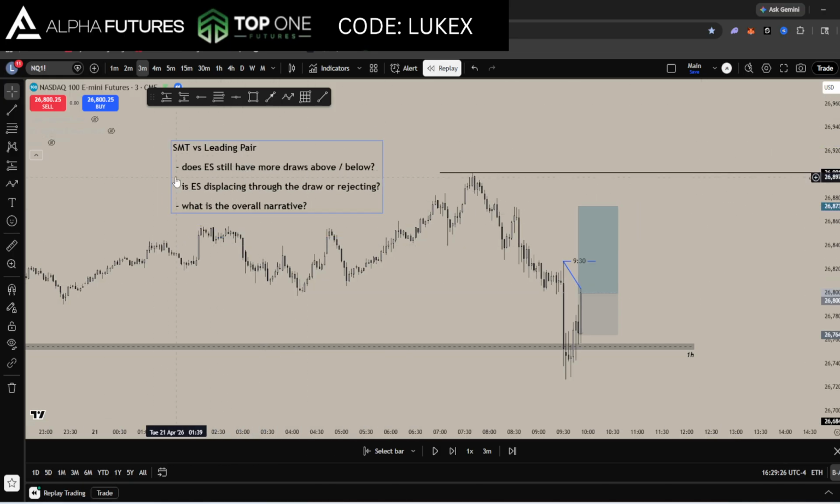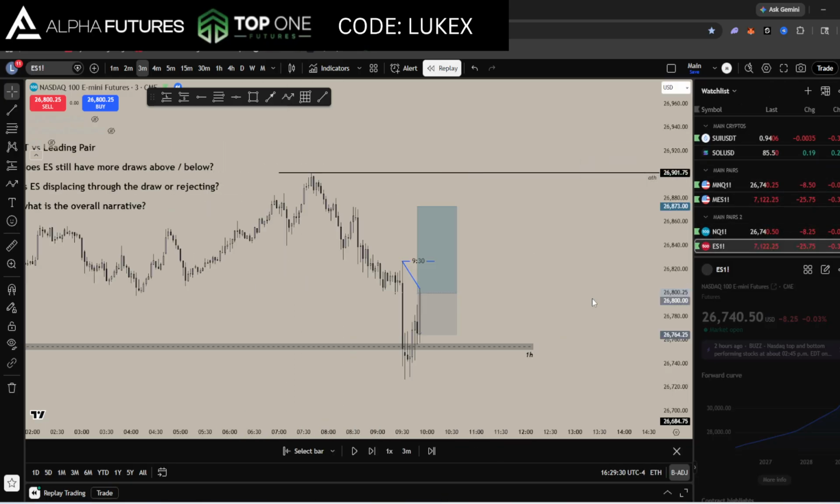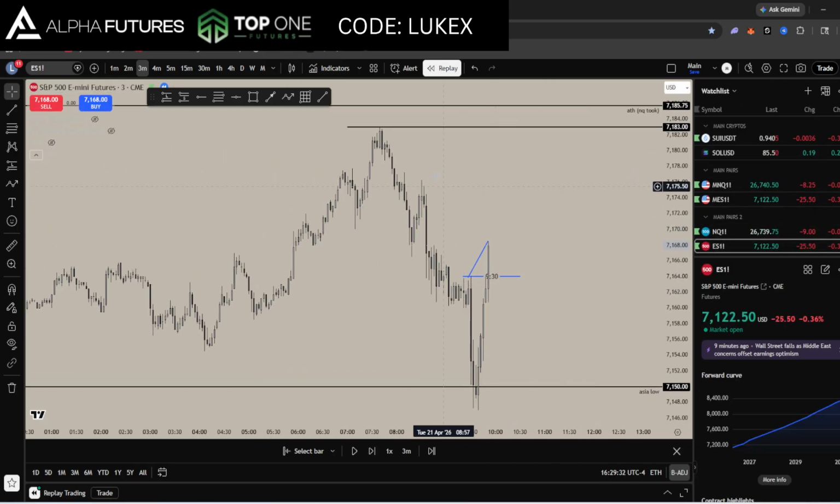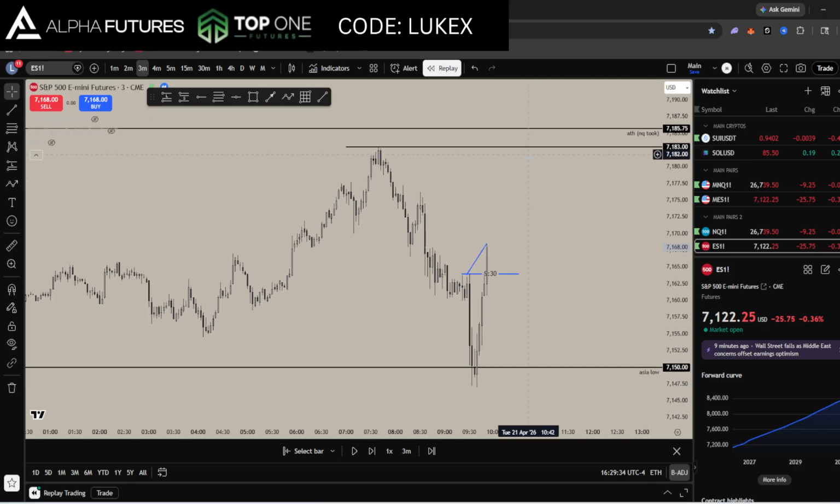Okay, so let's go over and look at this criteria really quick, and then I'm going to explain it. Does ES still have more draws above or below? Okay, we look at this right here. ES still has draws. Again, we have all-time highs up here. We have this high right here. We have this high right here. We have these highs right here. And we have all-time highs. So yes, ES, even though it took this out, it can continue to push higher. The volume is clearly bullish and there are draws on liquidity higher.